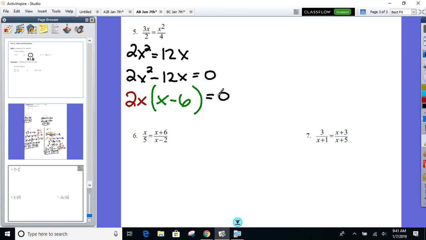How do I get my solutions? We'll set, here you go, set x minus 6 equal to 0. One answer is 6. Where do I get my other answer from? Set 2x equal to 0. How do you get the 2 out of there now? Because it's not subtracting it out. Divide both sides by 2. So one answer is 6, the other one? 0. Yep.